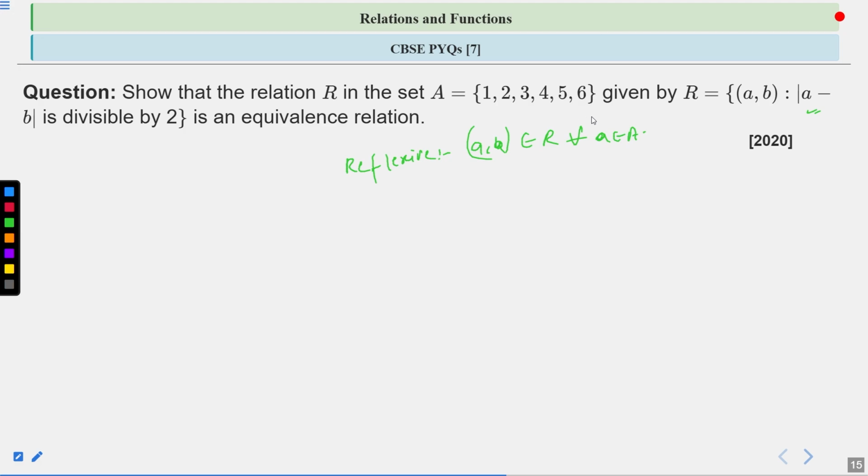Clear? What is symmetric? Symmetric says if (a, b) belongs to R, this implies (b, a) must belong to R. Clear? This is the condition of symmetricity. That is, suppose (1, 2) is lying in the relation, this implies (2, 1) must lie in the relation. Got it? Next, it should be transitive also.